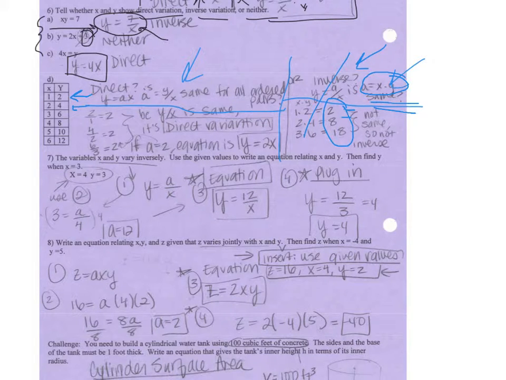I then went through the table and did y over x. Make sure it's y over x. So 2 over 1 was 2. Next ordered pair, 4 over 2 was 2. And the next was 6 over 3, that's 2. Since all of the a's were the same, it was 2. It would be an example of direct. So the equation would be y equals 2x, since all of the a's were 2.